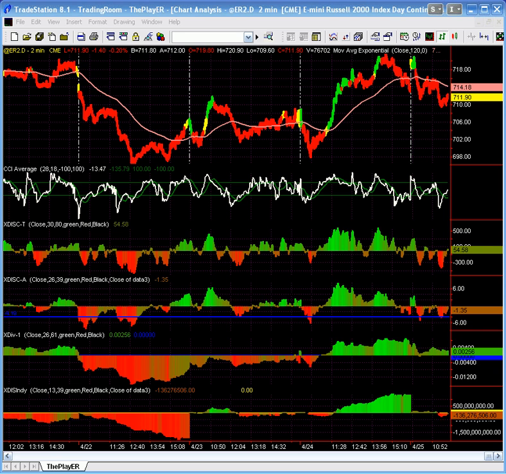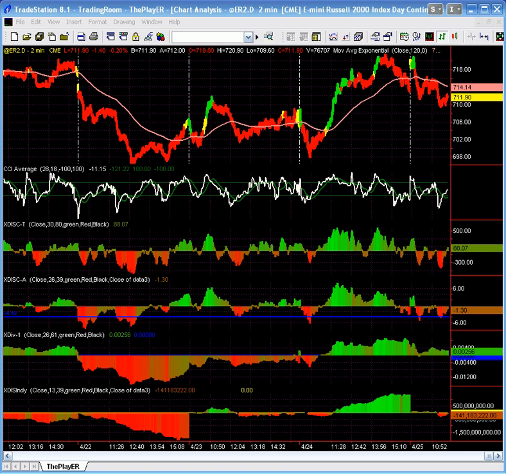First thing we're looking at is a chart of the E-mini Russell Futures contract. This is the stock market, small caps. And what do we have here? We're looking at our proprietary indicators.